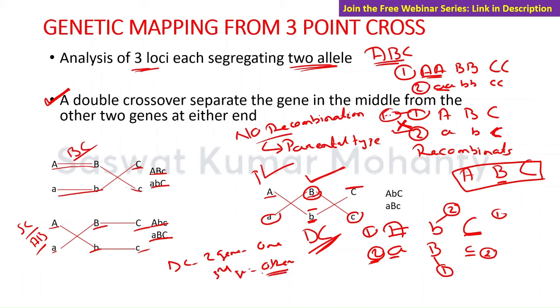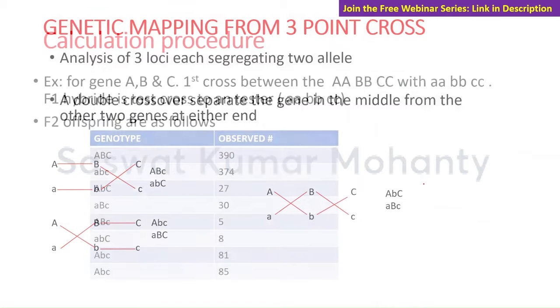The gene which came from the other parent is the middle gene. As you can see here in product 1, the small b gene came from parent 2, whereas in product 2, the capital B gene comes from parent 1, so the B gene is the middle gene. Okay, so we'll solve this through a problem.